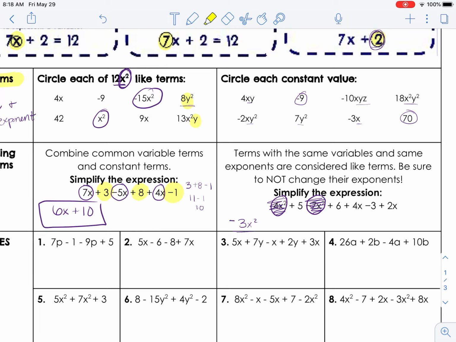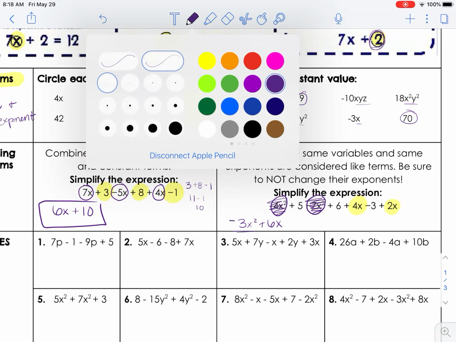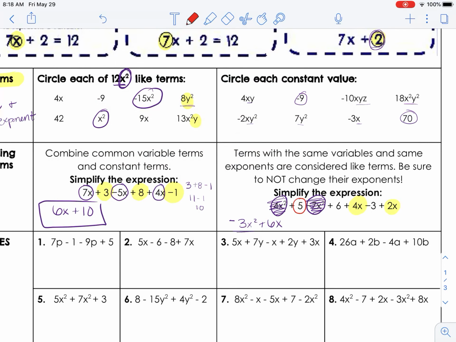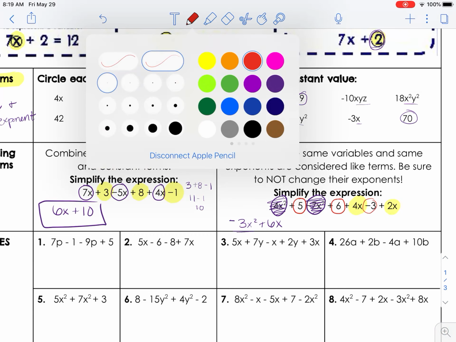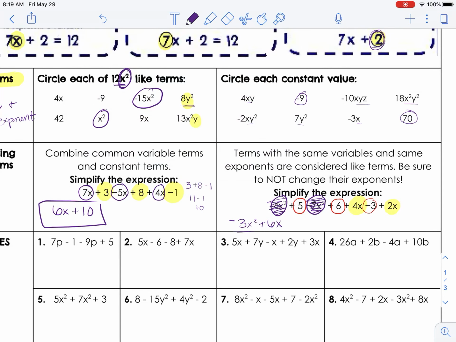So now I need to find my other like terms. So I've got 4x and 2x. If I combine those, it's going to give me a positive 6x. Okay, and then again, my constants, let's use a different color there. I've got 5 and 6 and negative 3. So if we do 5 plus 6, that's 11, minus 3 is 8, a positive 8. So that right there is our answer.